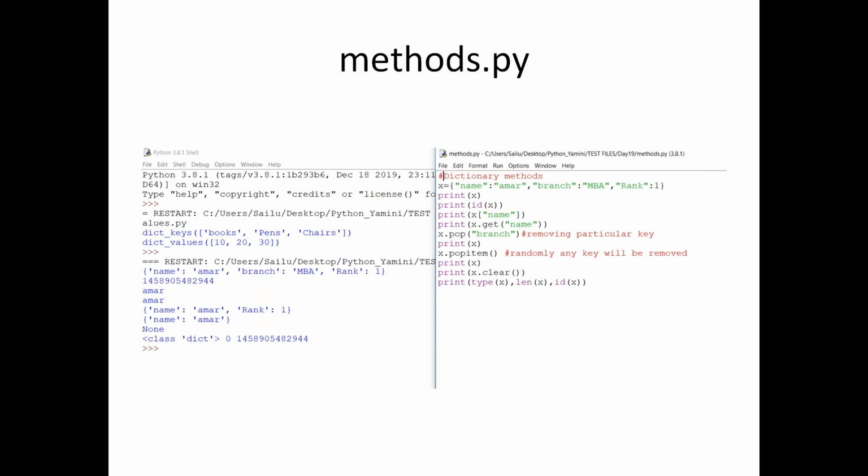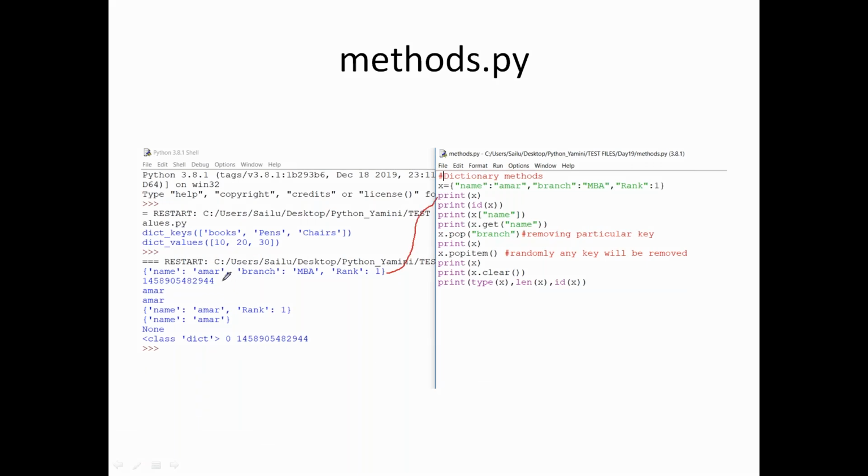Now, let's come to functions, methods in a dictionary. When you come to methods, there are different methods we already know. The same methods are applicable for dictionaries as well. So you have a dictionary with a name, branch, and rank. Amar is the name, branch is MBA, and rank is 1. So when you print, the system is going to return the dictionary.